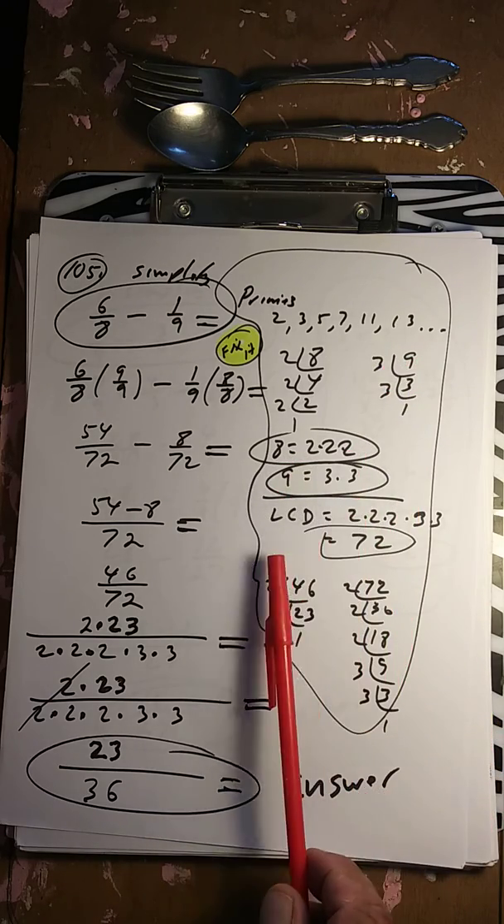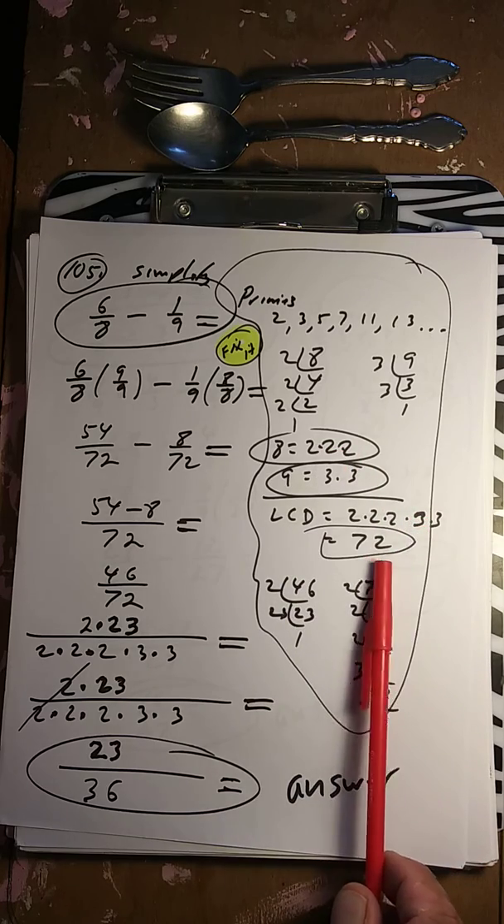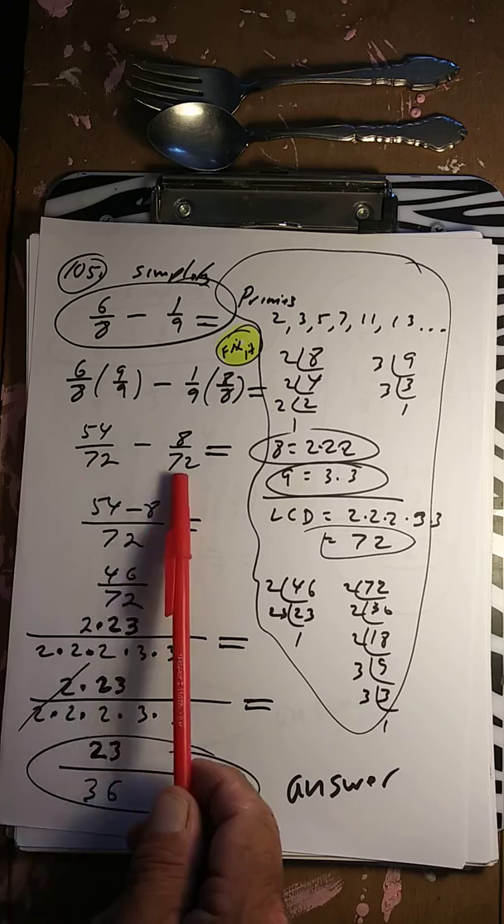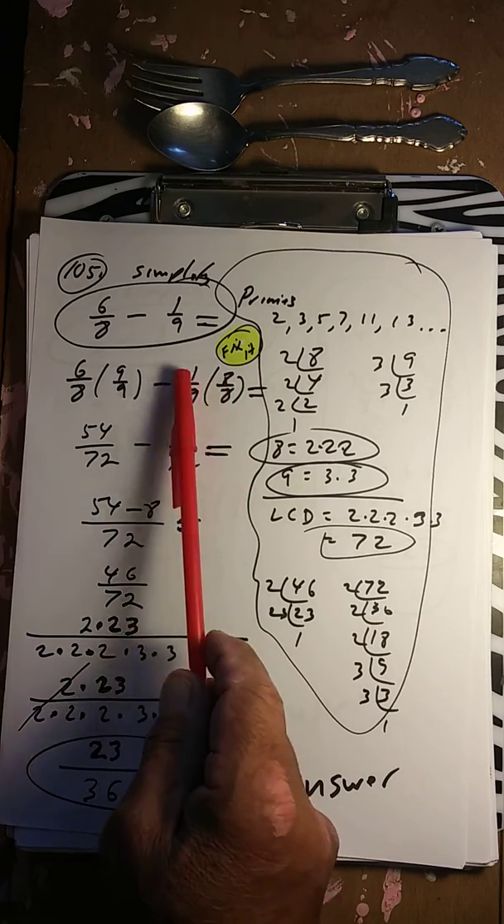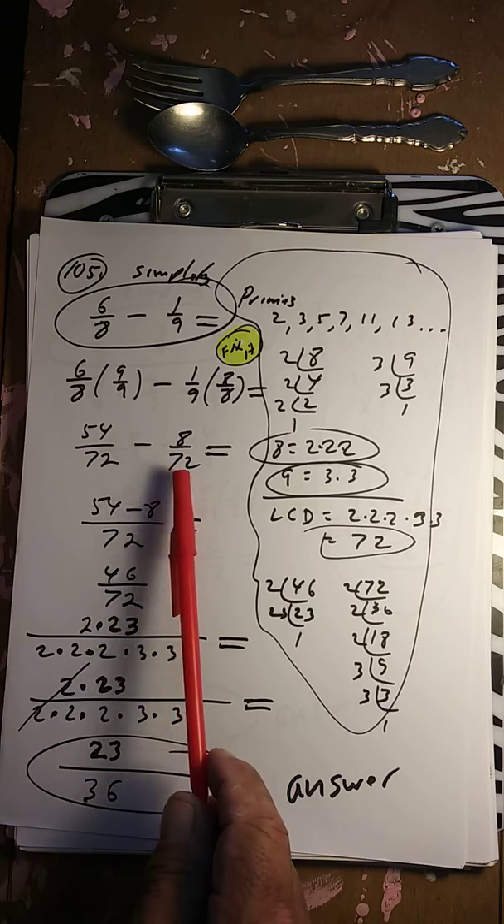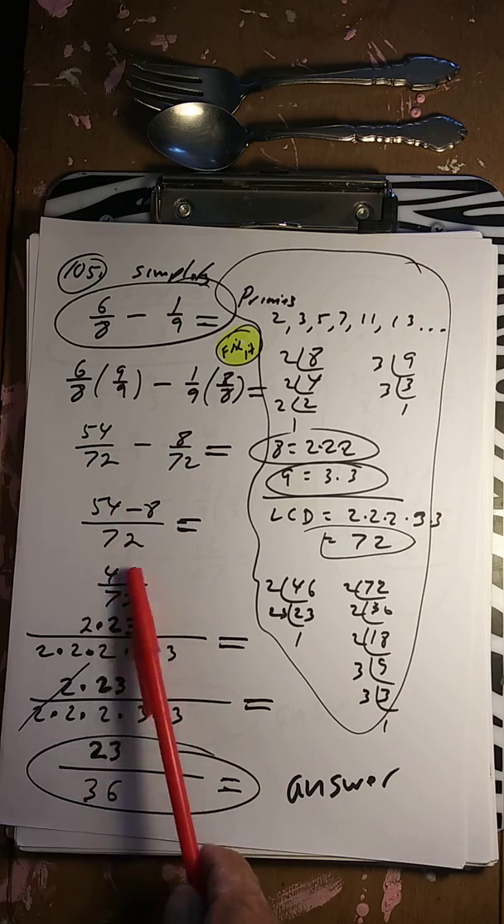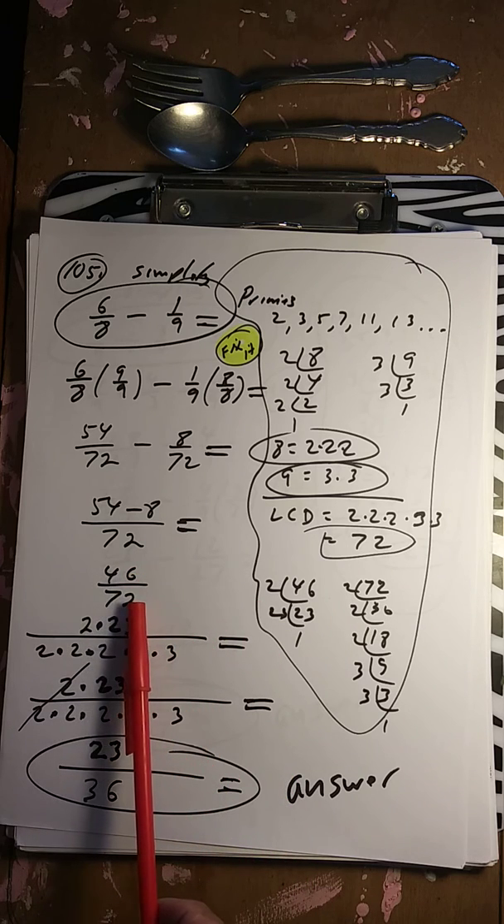So 8 is 2, 2, 2. 9 is 3, 3. LCD must be 2, 2, 2 and the 3, 3, which is 72. So they both have to have 72 to work. So 9 times that, 9 times that, 8 times that, 8 times that. It's going to give you 54 over 72 minus 8 over 72. Put them together as one big fraction. So now we have the big fraction. So this is going to be 46 over 72.